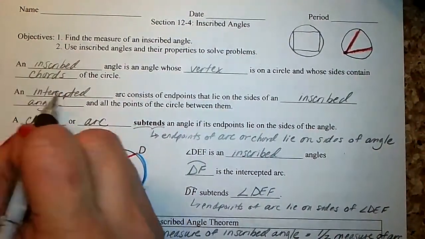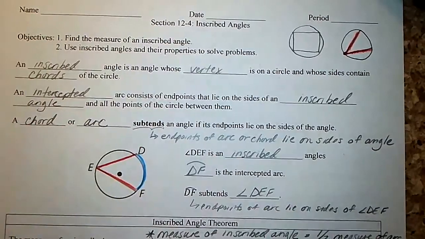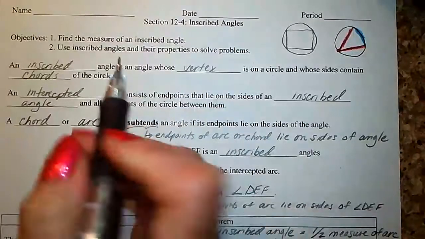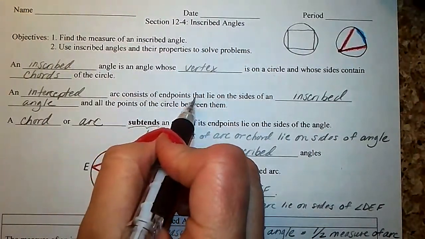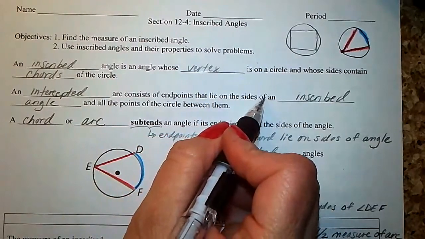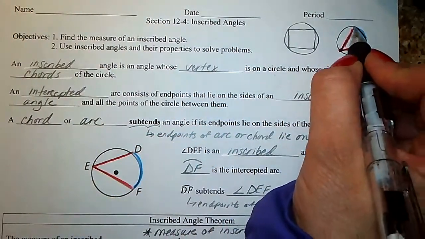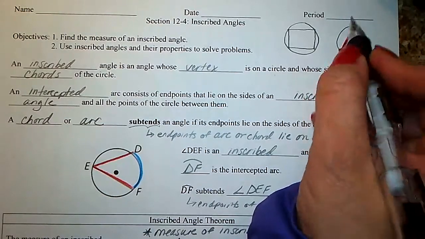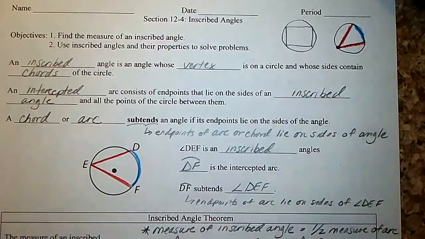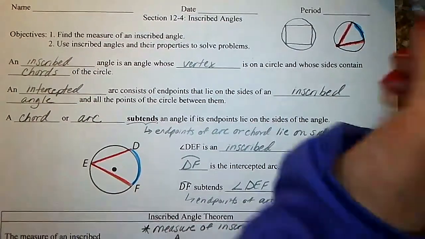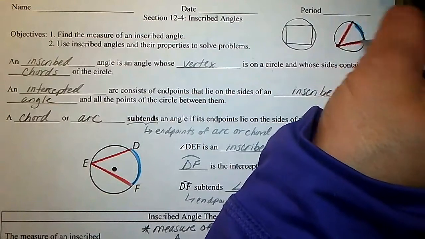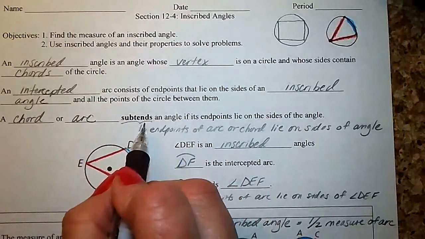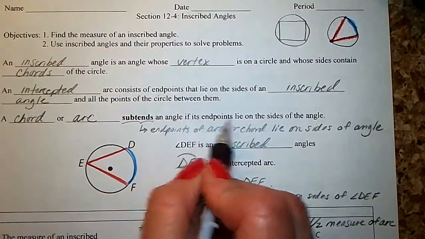An intercepted arc, this is the intercepted arc right here. This is the arc that is basically cut off by that angle. An intercepted arc consists of endpoints that lie on the sides. There's an endpoint there and an endpoint there, and they lie on the sides of an inscribed angle, and then all the points in between them. So when we talk about an intercepted arc, we're talking about an arc that's cut off by an angle.